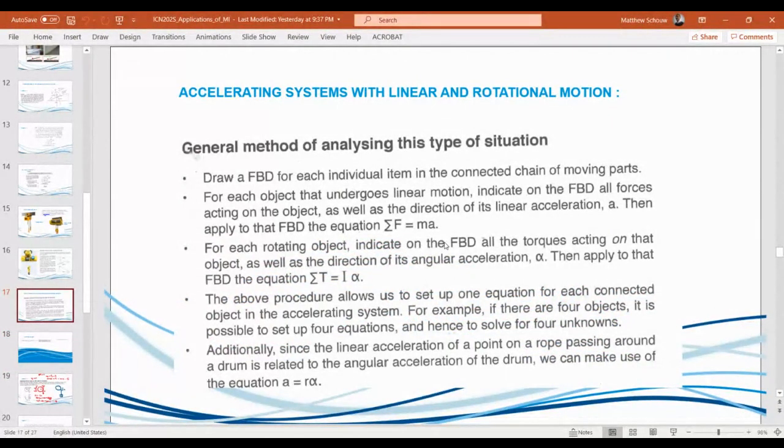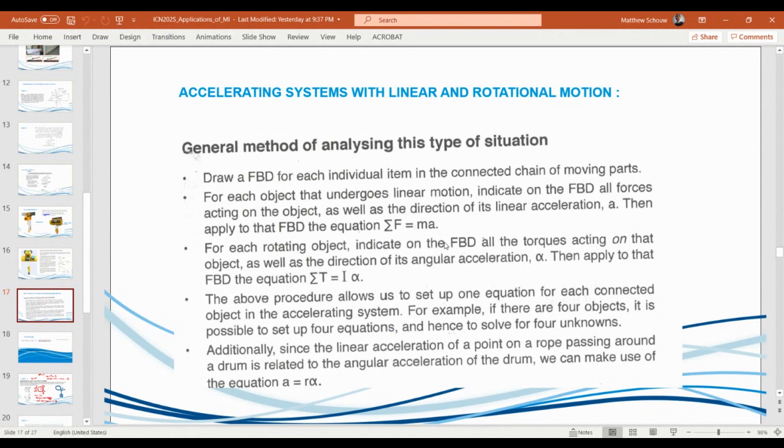First, we have to do a free body diagram for each individual item. You might get marks or might not, depending, but the idea is that when you do the analysis, you need to break up each component and draw a free body diagram. For each object that undergoes linear motion, you draw an FBD, show the forces, show the direction of the linear acceleration, and then apply the FBD to the equation F equals ma. We've done this before, in chapter 1.